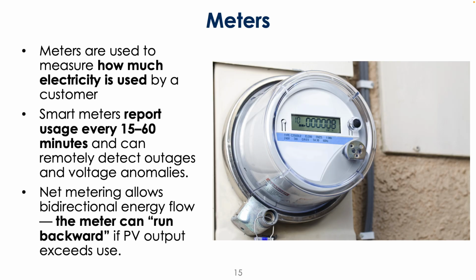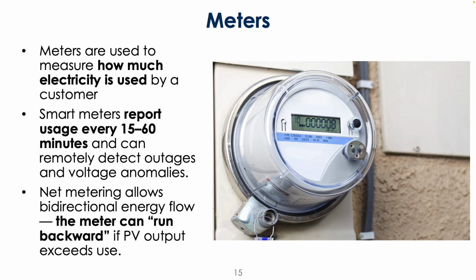Nowadays, particularly in California, you're going to see more of these types of meters where a lot of information is reported. These are called smart meters, and they report usage on a fairly rapid basis. They're even equipped to detect certain anomalies and outages and report that back to the utility. These are a little bit more modern.